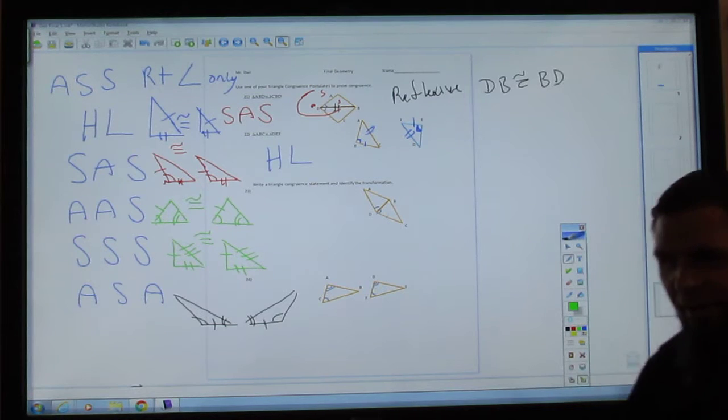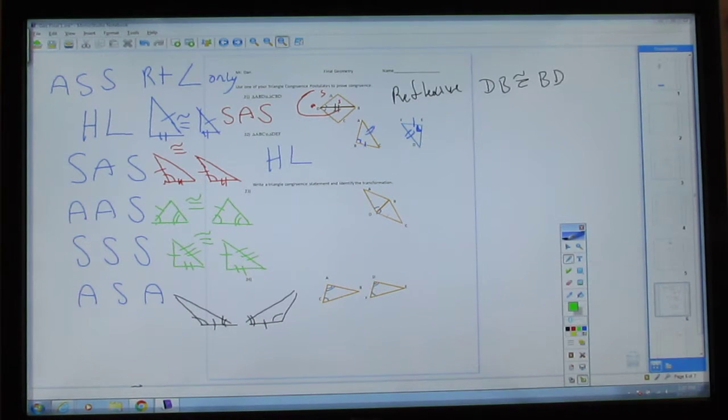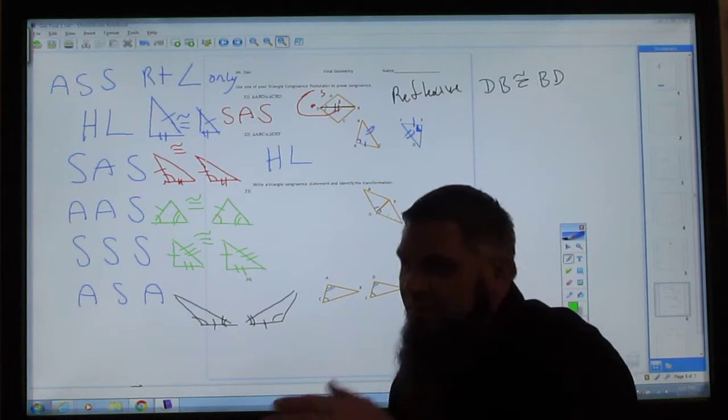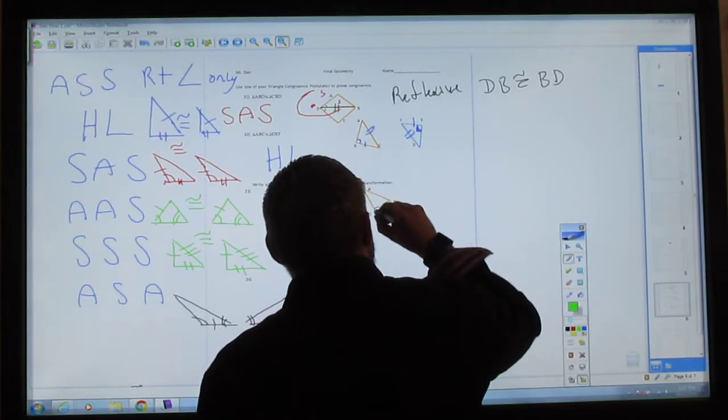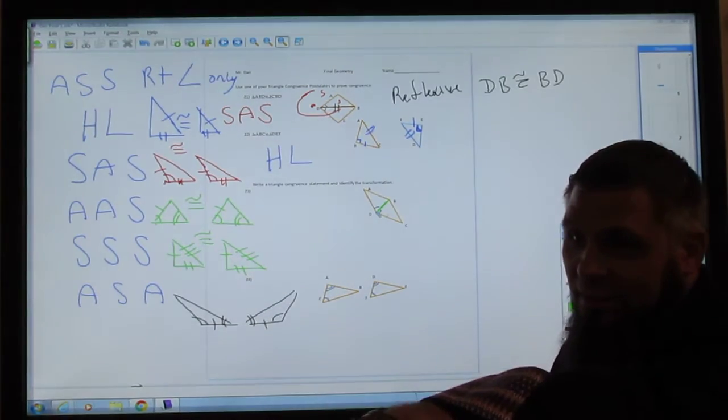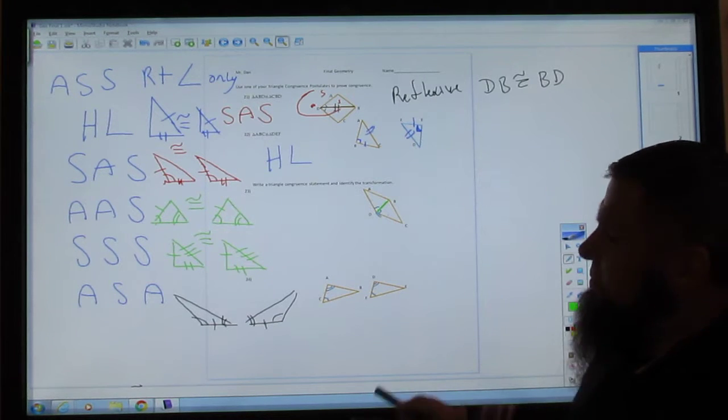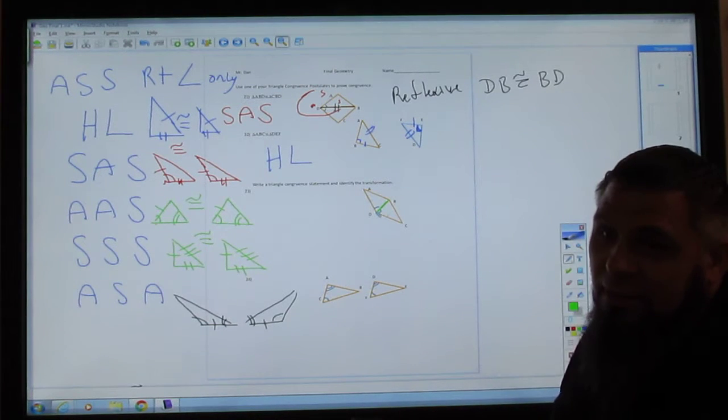Quiz, real quick. Are these two triangles sharing a side, and which side are they sharing? The bottom. Yeah, so what you would call that DB, right? It's kind of the top of this one, but yeah, the bottom.